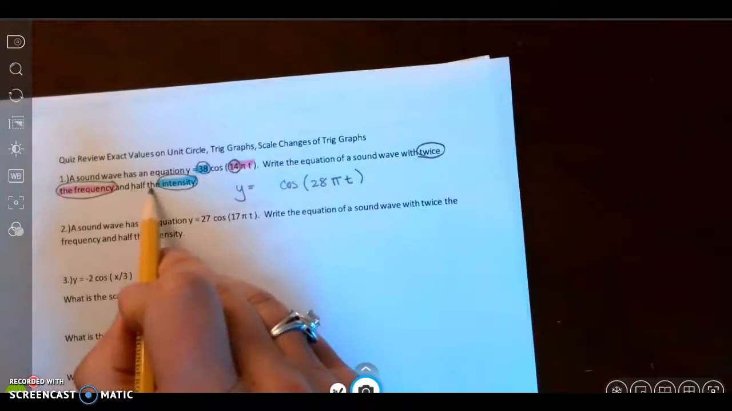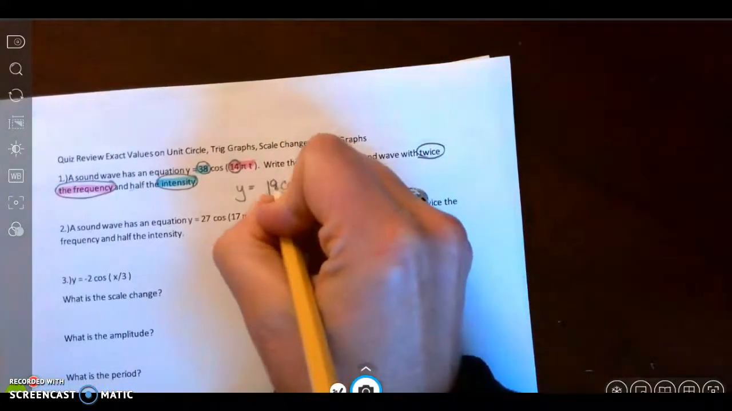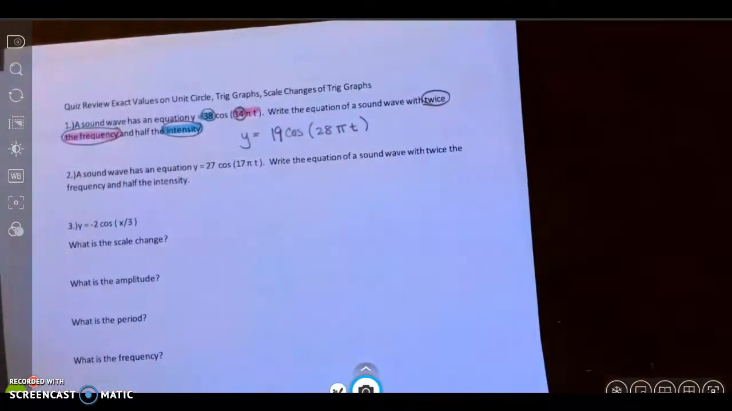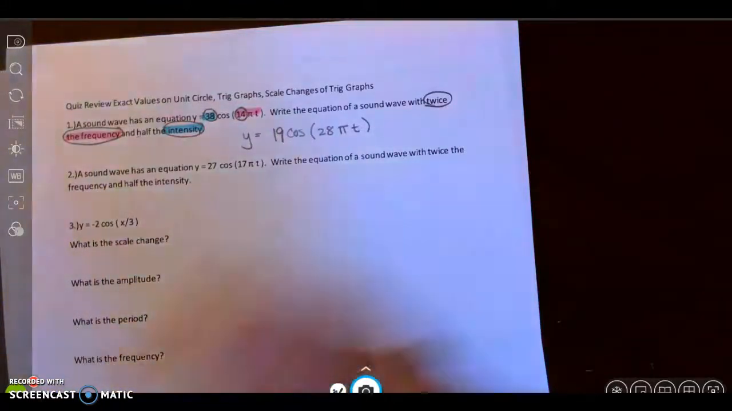And half the intensity, half of 38, is 19. All right, let's do another practice. A sound wave has an equation as written. Write the equation of a sound wave with twice the frequency.